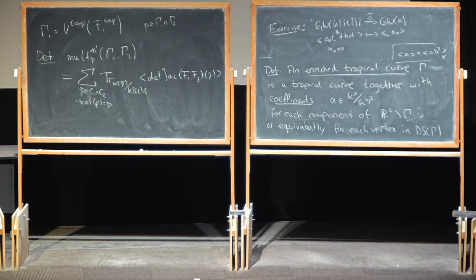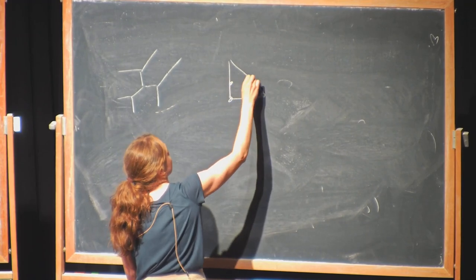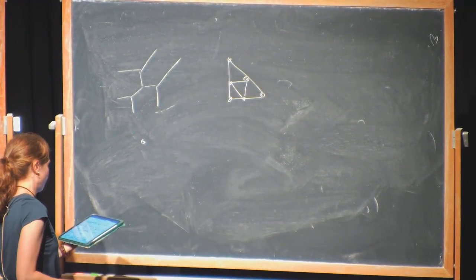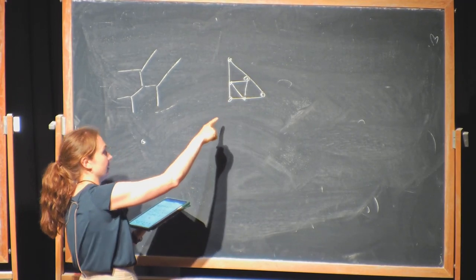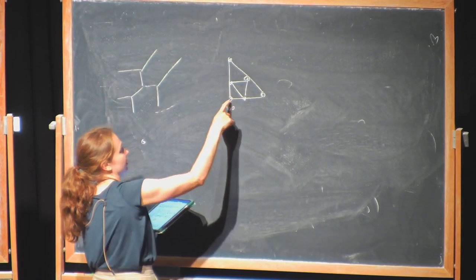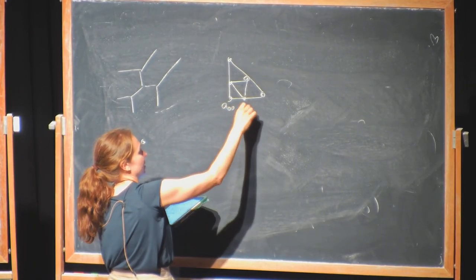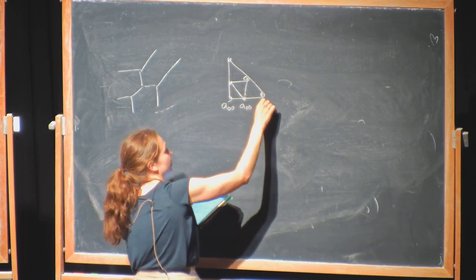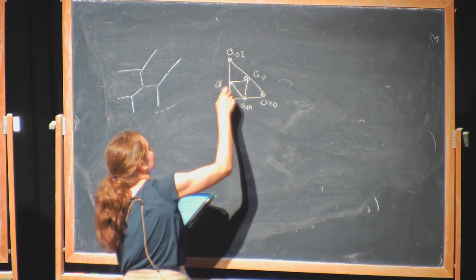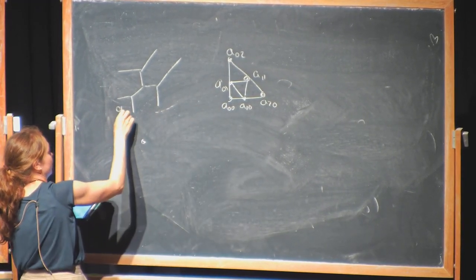For example, if I have a tropical conic like this, if I draw the dual picture, it looks like this. Then I want to assign a coefficient to each of these vertices. So let me call this a0,0, because this is the lattice point 0,0, this a1,0, and this a2,0, a1,1, a0,2, a0,1. And I can also write them equivalently. I could write them in here.